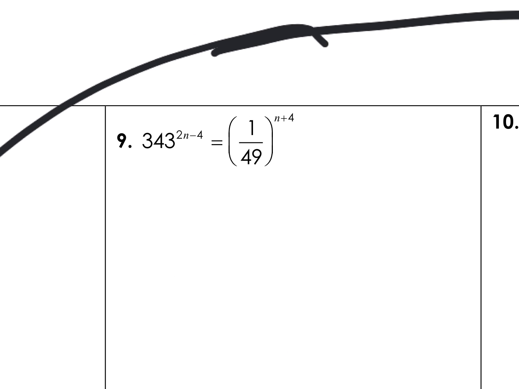All right. Obviously, I need to create the same base. Really? During this hard problem?